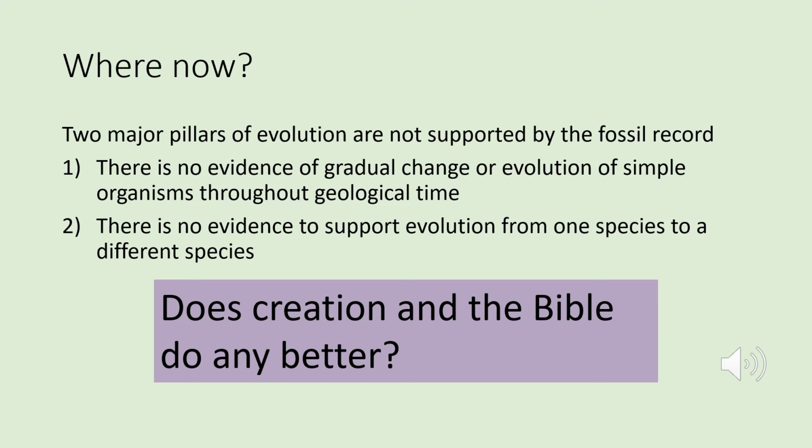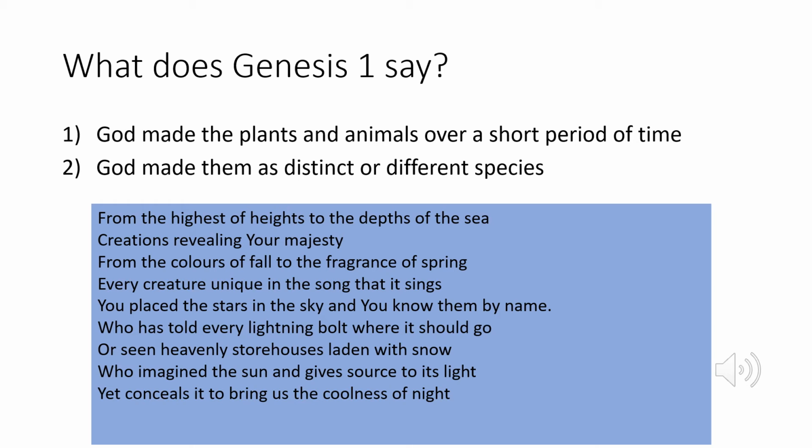But there's a question. What about the Bible? What about the account of creation? Does it do any better? Let's have a look. So what does Genesis 1 say? Well, it says two clear things about creation. It says that God made the plants and animals over a short period of time. We could spend a bit of time discussing or debating exactly what those periods of time mean, but the point is he made them over a short period of time.